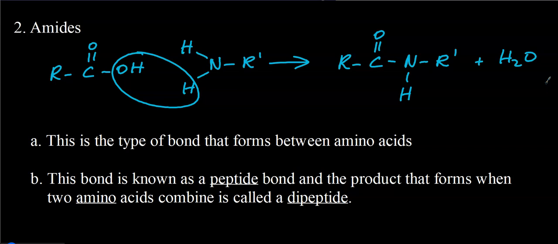So this is a peptide bond. Again, notice we have an acid and an amino group. And so, of course, the acid of one amino acid and the amino group of another amino acid combine to make our dipeptide or polypeptide, and we get some water produced as well.